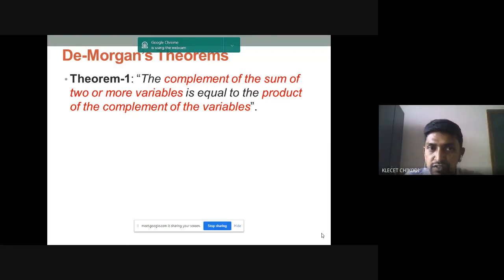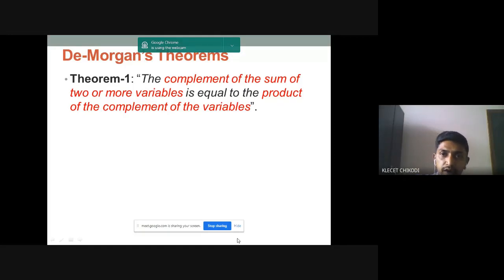The complement of the sum of two variables. If you are taking A and B as the variables, what will be the sum of the two variables? It will be A plus B. And what are they telling here? The complement of the sum of two variables. So the sum of the variables is A plus B, and the complement of that will be A plus B whole bar, or A plus B whole dash. Fine. That will be equal to the product of the complement of the variables. If I am taking A and B as the variables, what are the individual complements of those variables? They will be A bar and B bar.